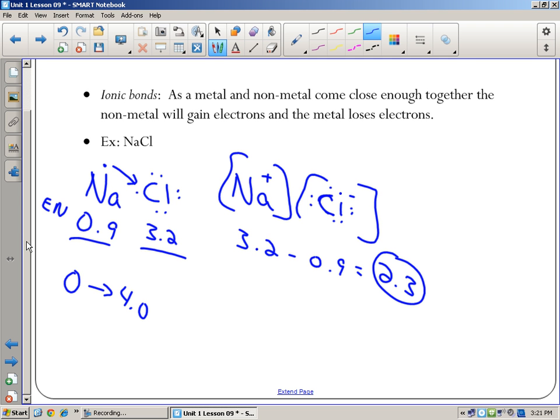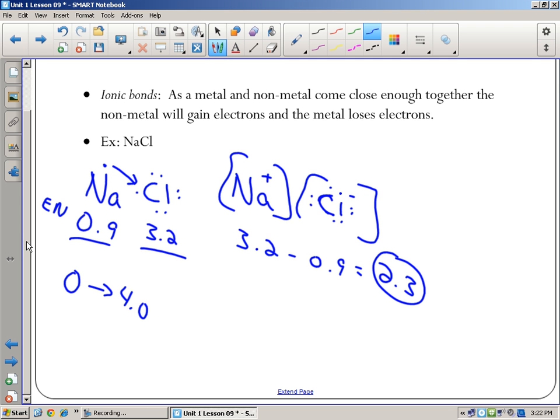They could become balanced, shared. Possibly, in some cases. Why are we gaining and losing? Well, because chlorine is so overpowering with its electronegativity. Chlorine doesn't have an ability, in this case, to share that electron. It just wants that electron. The 3.2 is so overpowering compared to the sodium 0.9 that it just takes that electron.